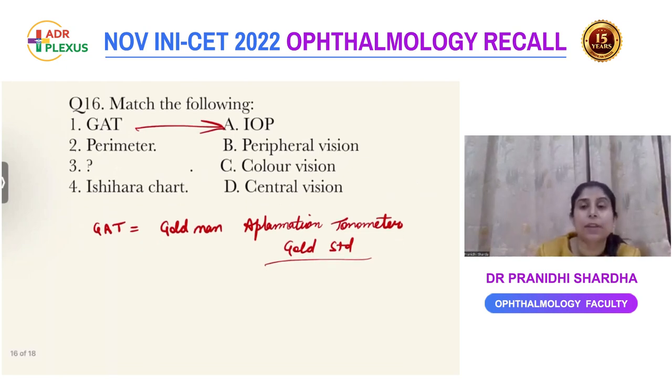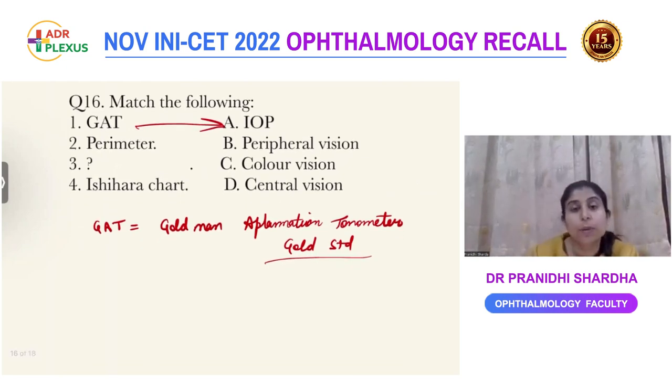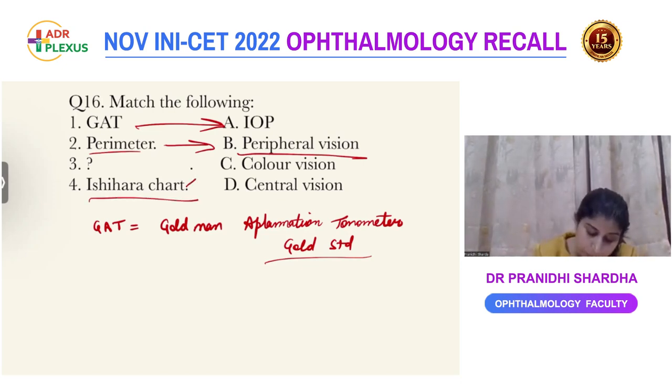Goldmann applanation test is a type of tonometer to measure intraocular pressure, and it is the gold standard test. Next is perimetry. Perimetry, or visual fields, is a type of test we use for peripheral vision. The Ishihara test or chart we do for color vision.